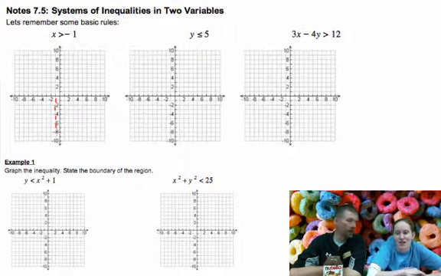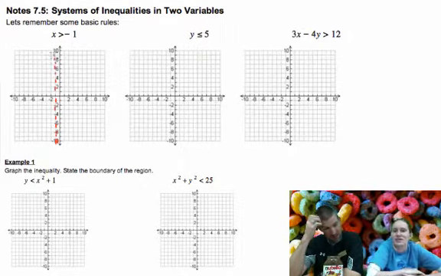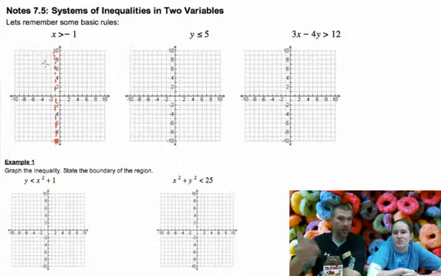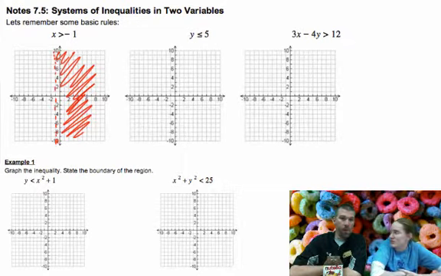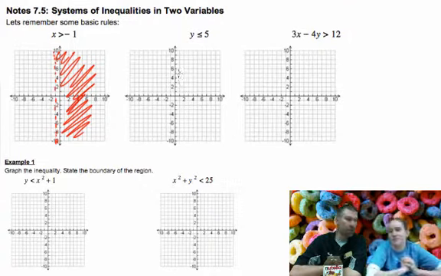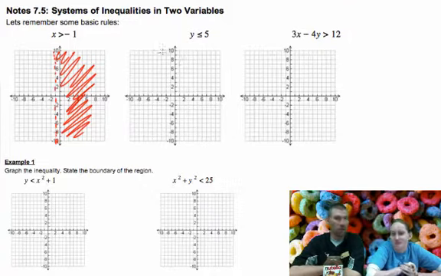It's dotted or dashed, depending on your perspective, because you can't actually include -1. -1 is not greater than -1. It's equal to. And then we shade where the numbers are bigger than -1, which is to the right whenever we have a vertical line. It's just like the number line from kindergarten. Bigger numbers on the right, smaller numbers on the left.